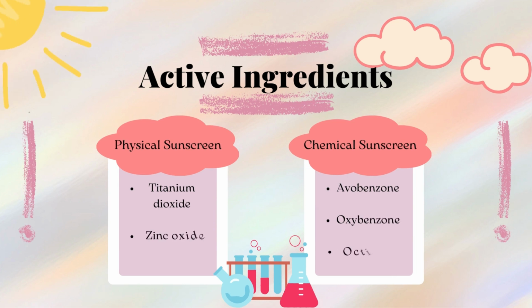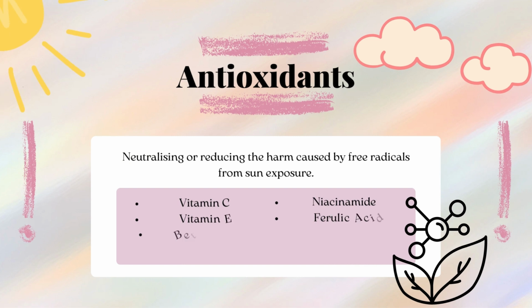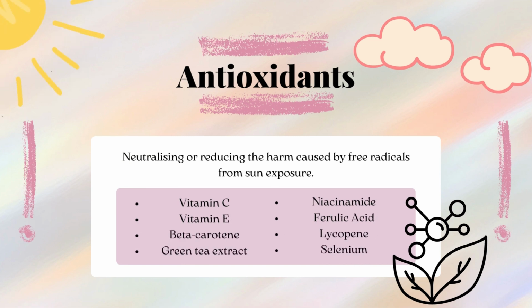The active ingredients for physical sunscreen are titanium dioxide and zinc oxide. Meanwhile, the active ingredients in chemical sunscreen are avobenzone, oxybenzone, and octinoxate. Antioxidants are used for neutralizing or reducing the harm caused by free radicals from sun exposure. Examples of antioxidants are vitamin C and E, beta-carotene, green tea extract, niacinamide, ferulic acid, lycopene, and selenium.